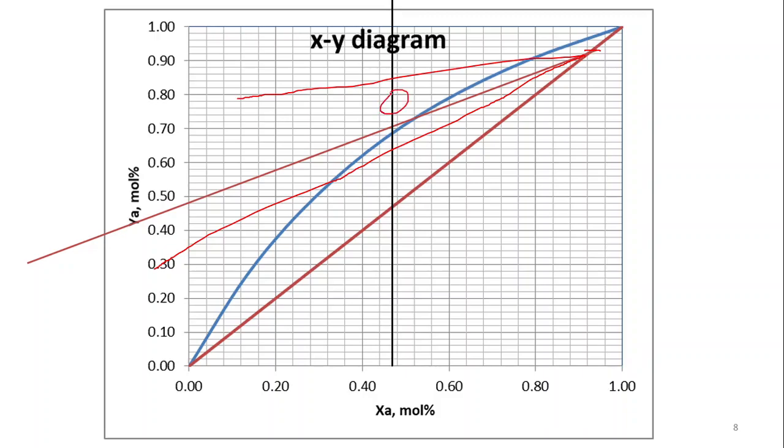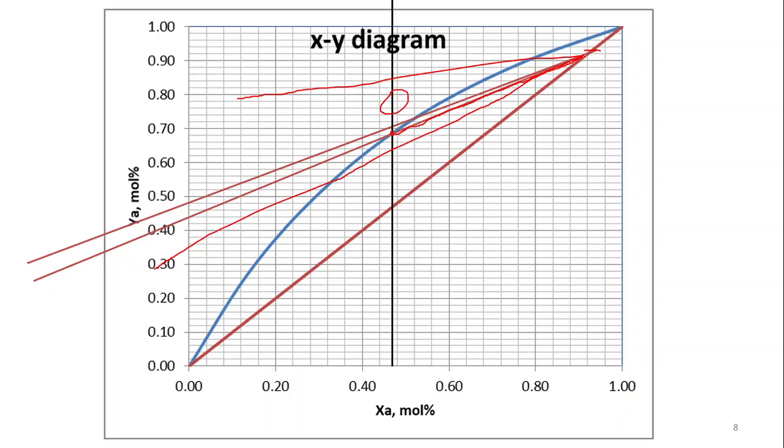This black line is the feed line, and this is the equilibrium curve. This is the intersection point between the equilibrium and the feed line. To obtain the minimum reflux ratio of any system, we have to join this intersection point with the operating point. That is called the pinch point. This line is the operating line having the minimum reflux ratio possible for this system. Its slope is R upon 1 plus R.